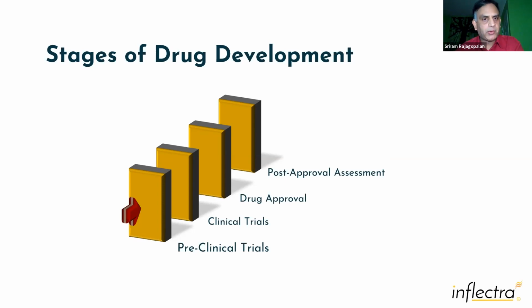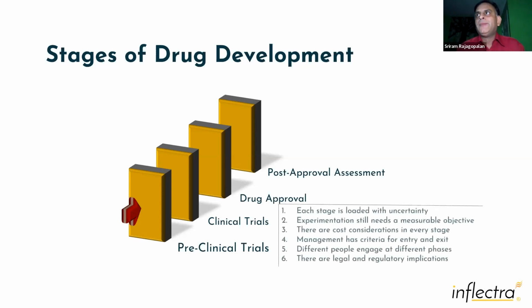Are we doing it correctly? Should we have to take any corrective actions? And things of that nature. That's happening all the time. And when you look at this whole equation, there are a lot of things that we are entering here. Each stage is loaded with a lot of uncertainty. In my simple explanation of risk management, uncertainty means risk.